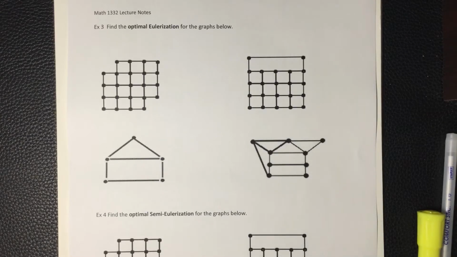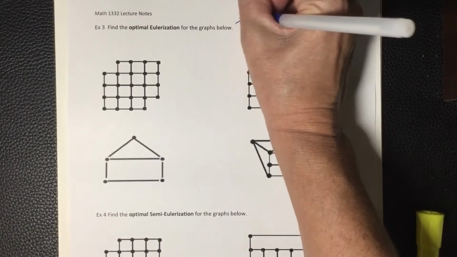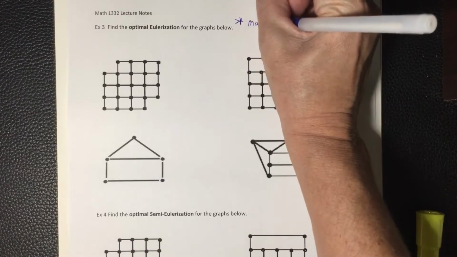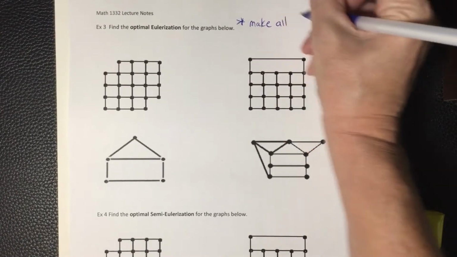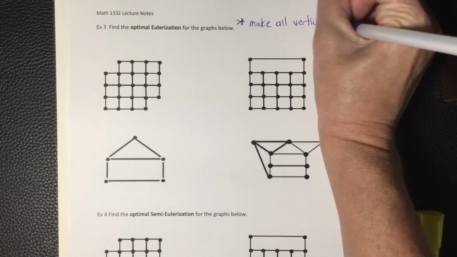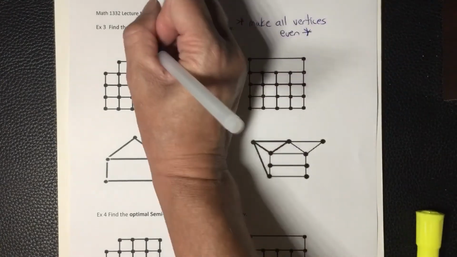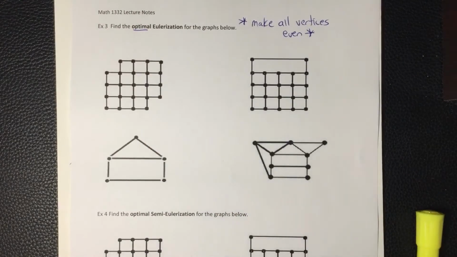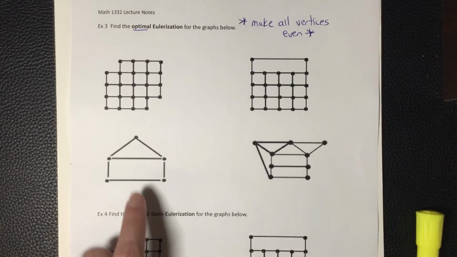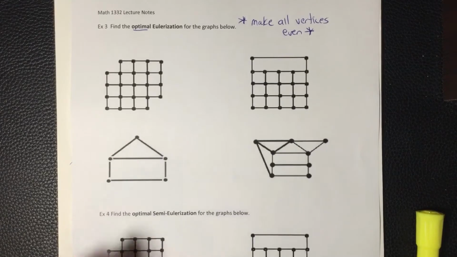In this video, we're going to do our examples for section 5.4, which is Eulerizing and semi-Eulerizing graphs. So for example 3, we're asked to find the optimal Eulerization. So remember, the goal here is to make all vertices even. Now it says optimal, so we want to try to do this drawing as few lines as possible. So let's start with this one because it looks a lot simpler.